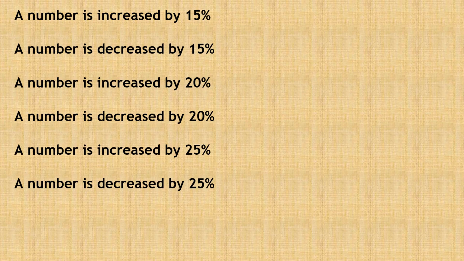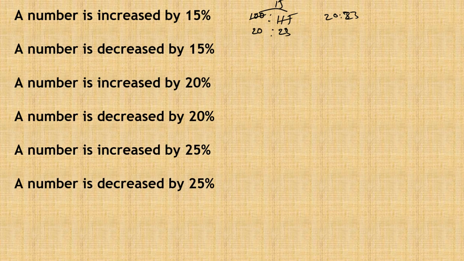Now we will see how to write, when a number is increased by some percentage or decreased by some percentage, directly in the ratio form. A number is increased by 15%. The number was 100, it increased by 15%. 15% of 100 is 15. Now the number is 115. 5 20s are 100, 5 23s are 115. The ratio is 20:23.